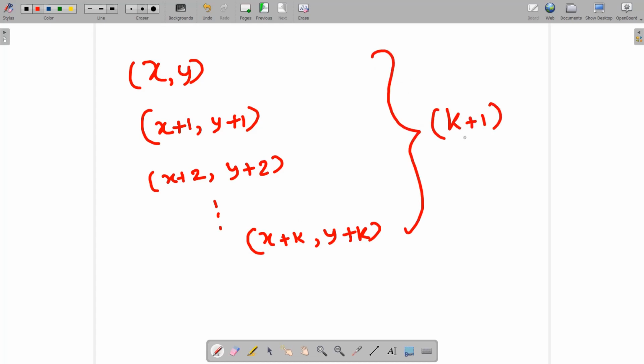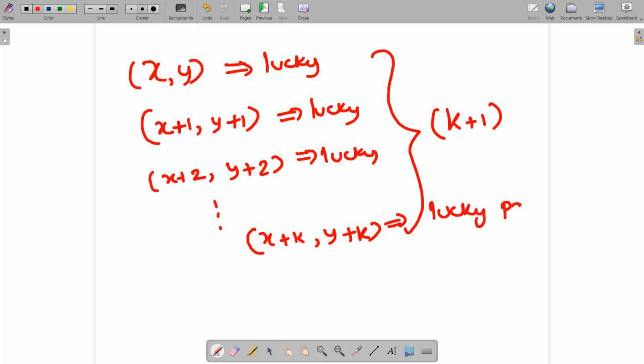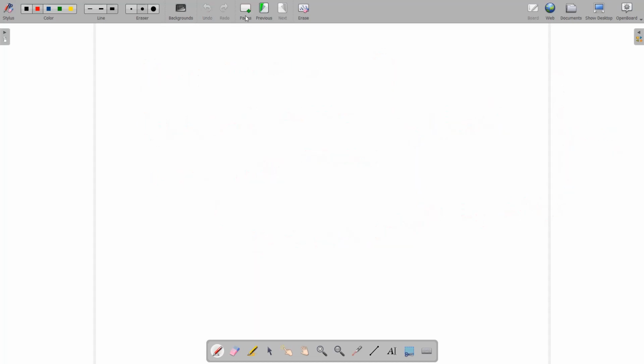Suppose there exists some value of k such that the length of the chain is k plus 1. Now we are going to extend the chain in such a way that all the pairs should be lucky. This should be a lucky pair, this should also be a lucky pair, and so on. Even the last one should be a lucky pair. It means that all these pairs should be lucky.